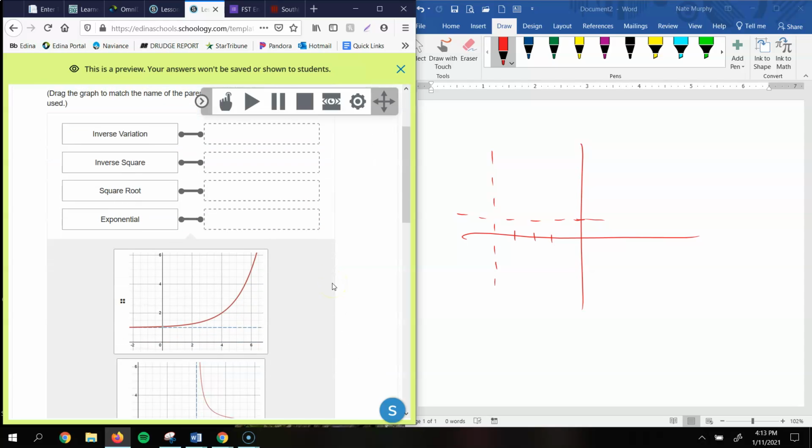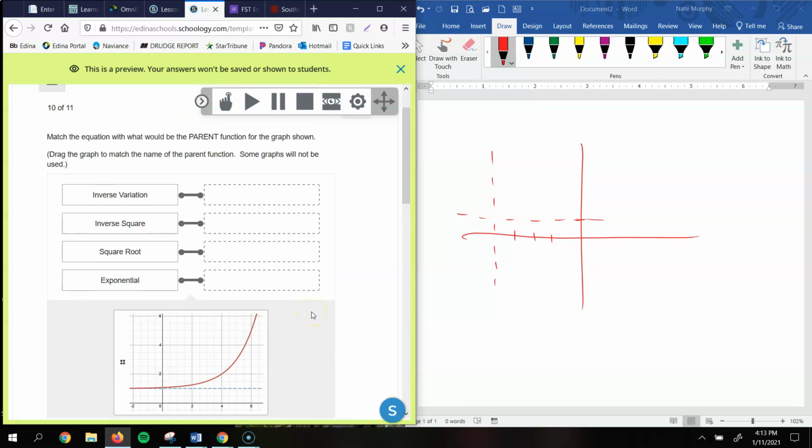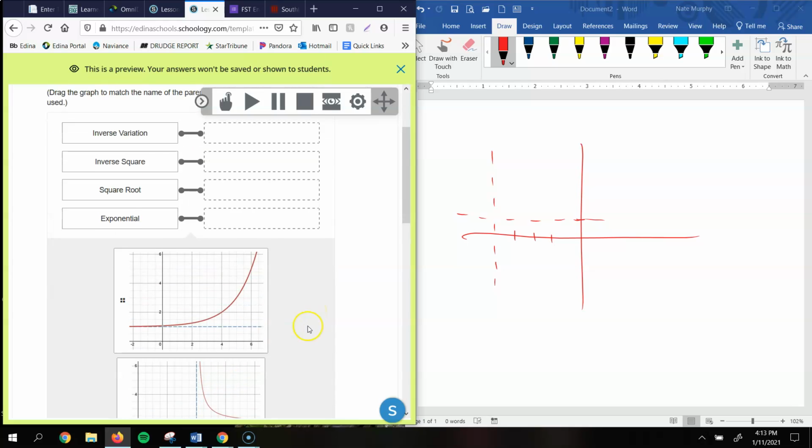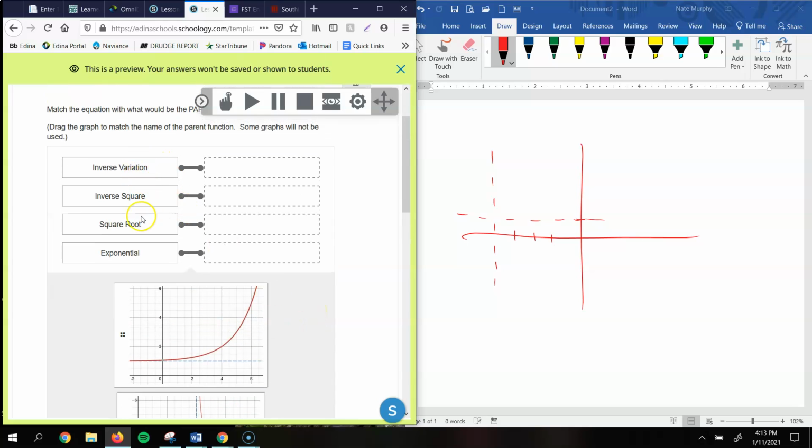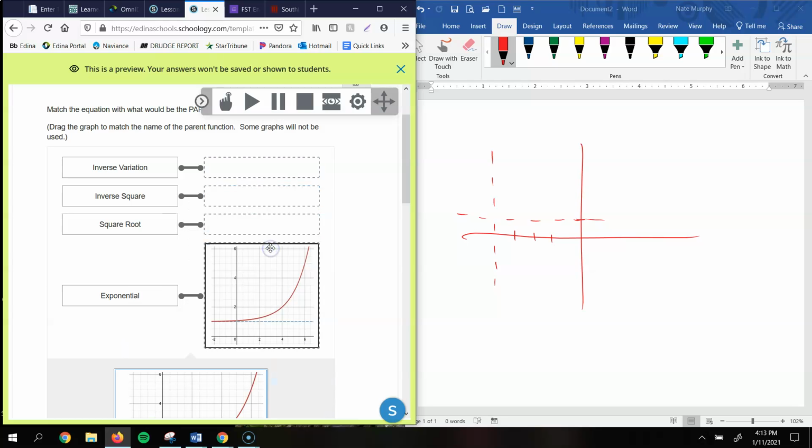All right, so this one we're just matching the shapes of the graphs based again on the parent function, not the actual graph that's used here, with the parent function that we'd have here. So this one here, let's start with this one. This is an exponential function. Okay, so that one, I'm going to drop in that spot.